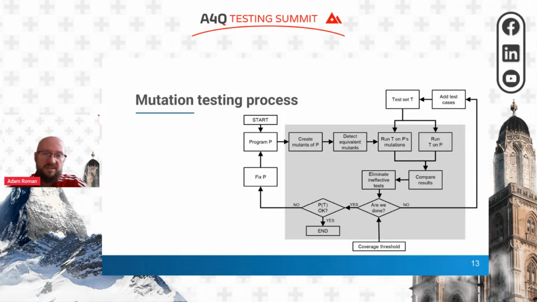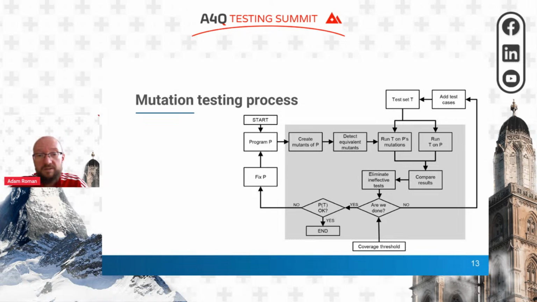The mutation process looks like this. I won't go into details, as I talked about this process a little bit earlier. In general, we have our program. We create mutants for this program. We can detect so-called equivalent mutants. I will talk about them later.